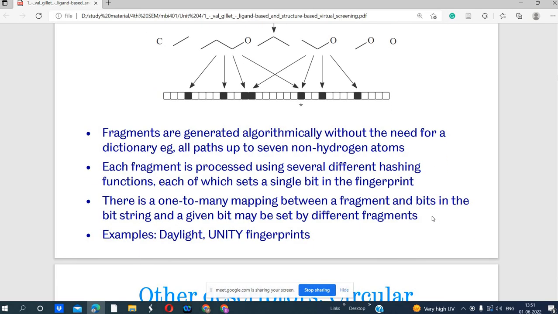Second, each fragment is processed using several different hashing functions, each of which sets a single bit in the fingerprint. So the fingerprint will be changed. Each fragment will have its fingerprint bits set by the different hashing functions.